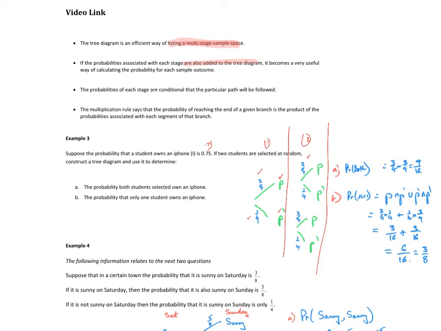The probability that both students selected own a phone, that's just the probability of P times P, own a phone. So we multiply across the branches, 3/4 by 3/4, which is 9/16.